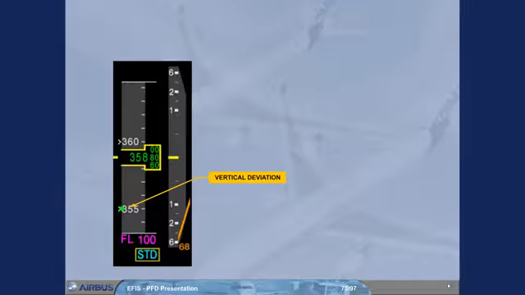This symbol corresponds to the theoretical descent profile computed by the FMGEC. It is displayed from the top of descent to the final interception altitude. The vertical deviation indication is also presented in numerical form on the FMGEC PROG page.